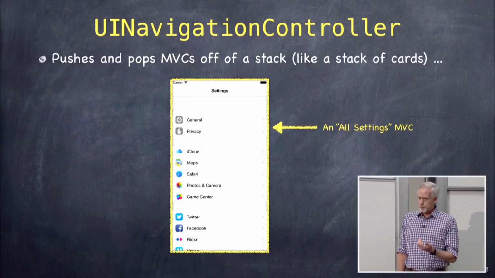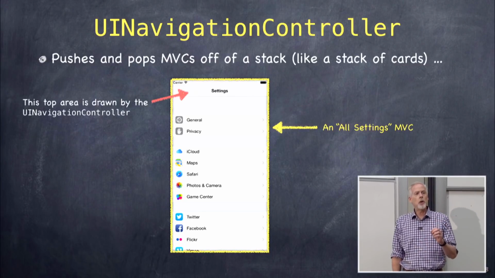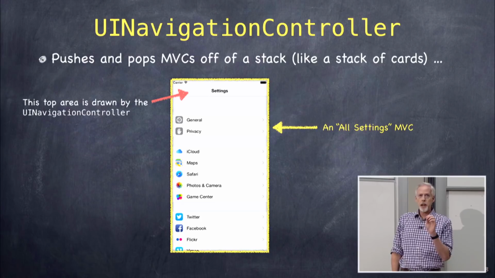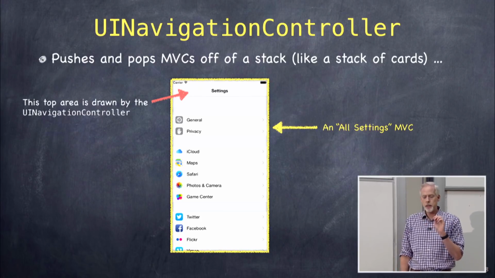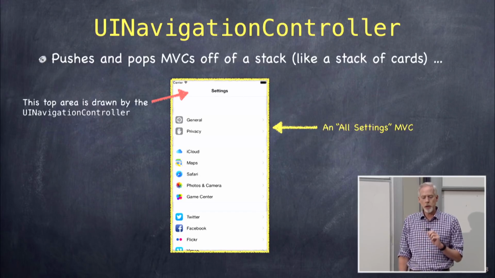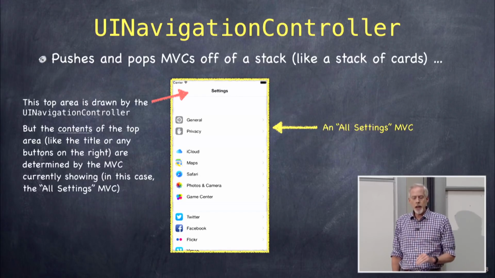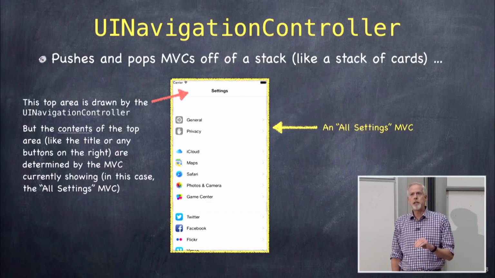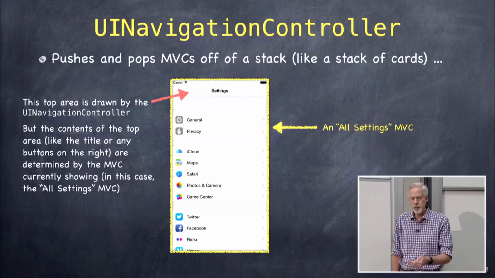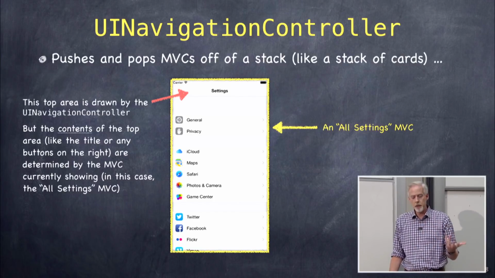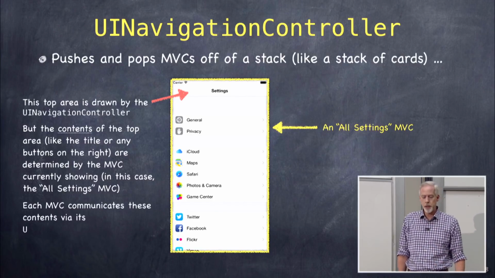And you can see that the navigation controller, as part of its view, does actually draw a little bit. At the top, it draws a little title there, right? It says Settings. Okay, that's not part of the MVC that's showing right there. But the contents of that title are driven by whatever MVC is on top of the card stack, the one that's showing. Okay, so that's called Settings because the MVC that's there is the settings MVC. So it's being driven by what's there.